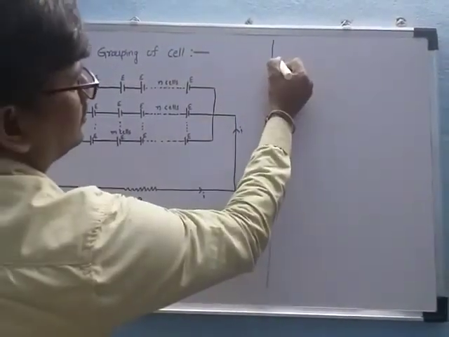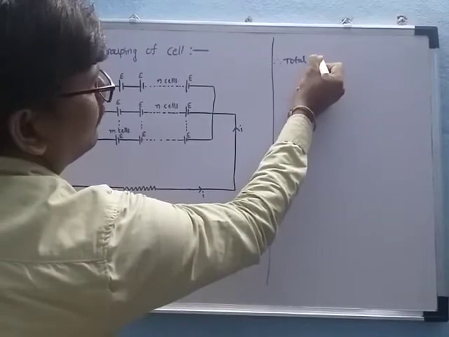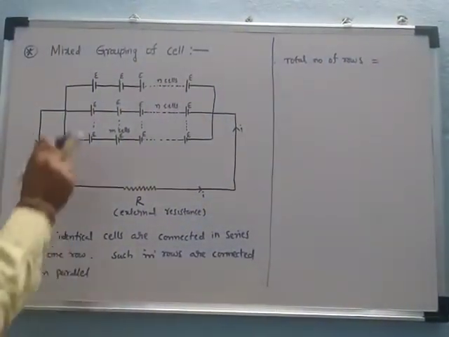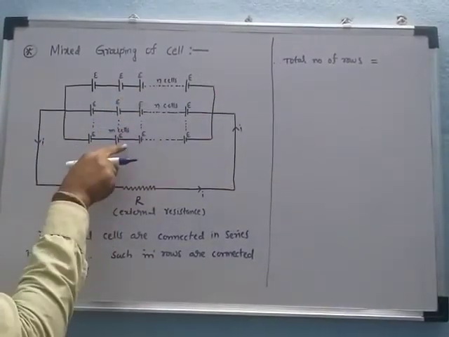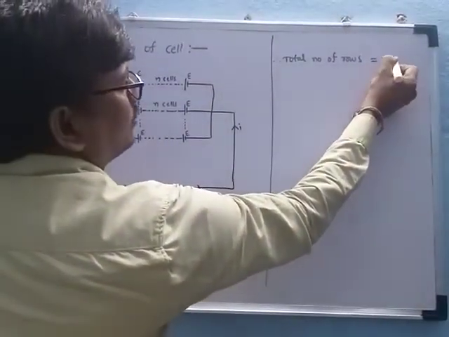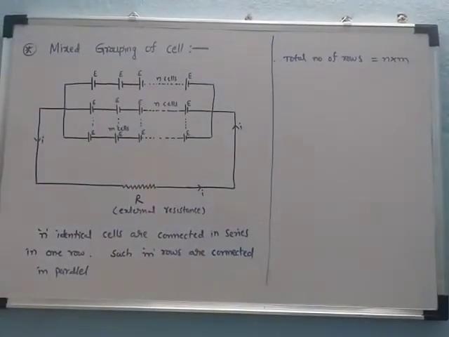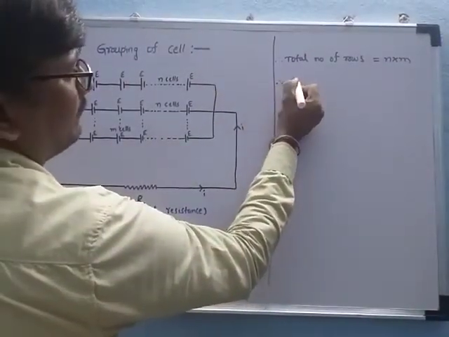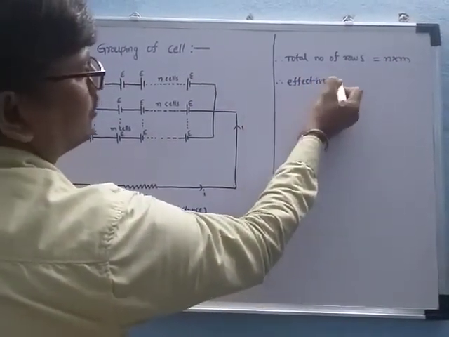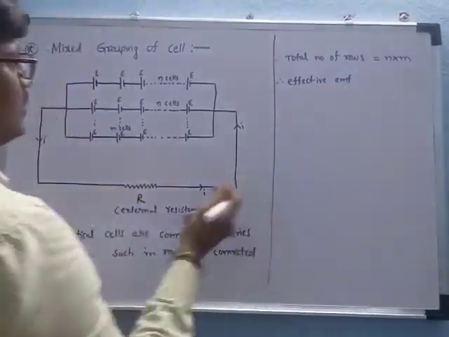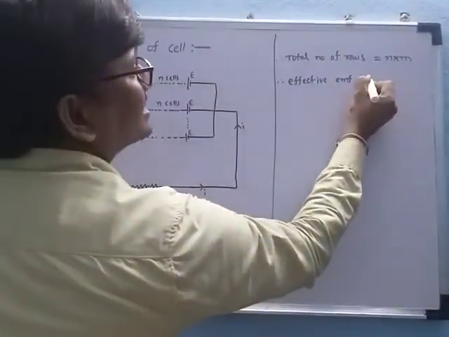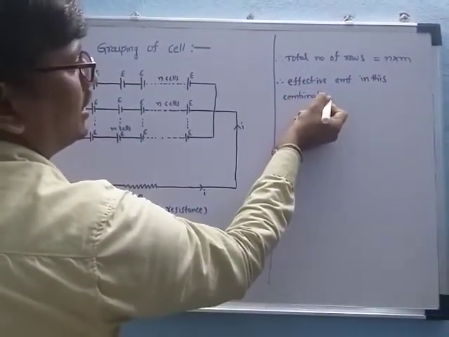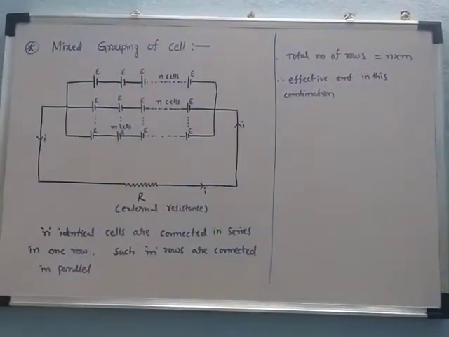Therefore, total number of cells. Here, how many are there? Two: one is the n, another is the m. We can write n into m. Therefore, the effective EMF in this combination.